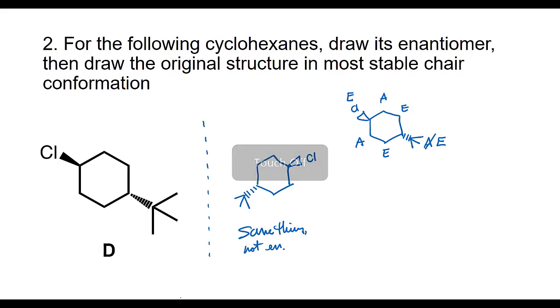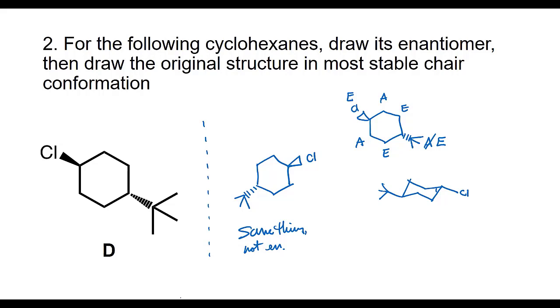Go ahead and draw my chair. I'm going to call this 1. So on 1, I have equatorial chlorine. 1, 2, 3, 4. On 4, I have equatorial tert-butyl. Okay? Is this the most stable conformation for my chair? Yes, because both are on equatorial. Both of them are equatorial.